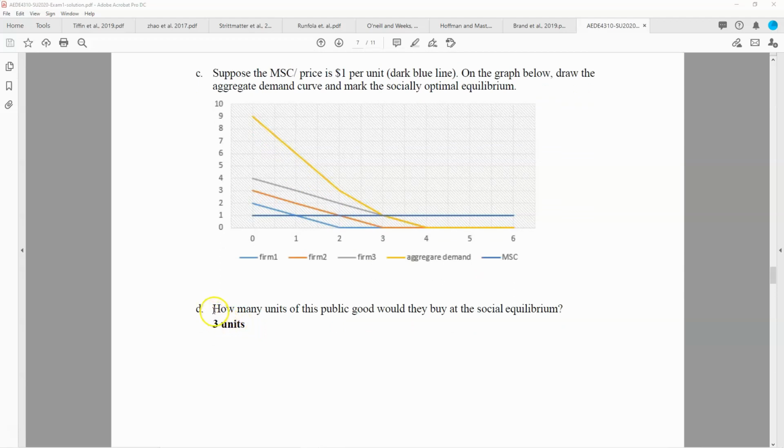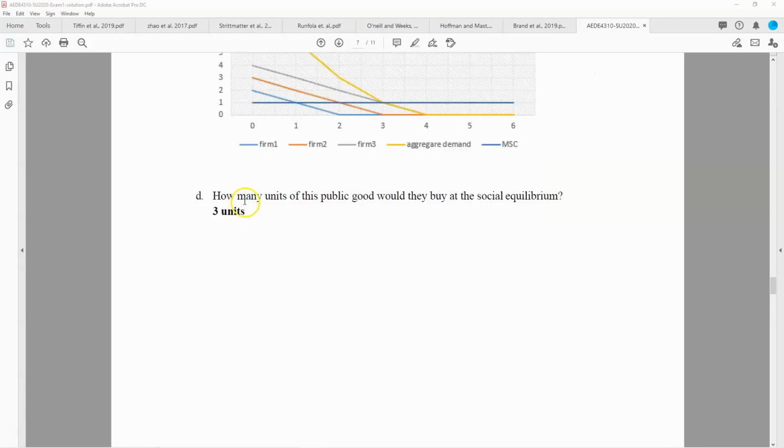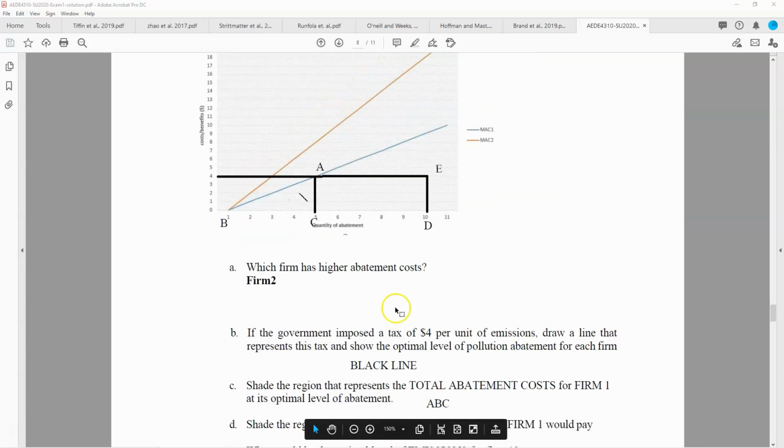And the last question, how many units of this public good would they buy at the social equilibrium? So at the social equilibrium, we need to think about the aggregate demand curve. So this yellow line is the aggregate demand curve, and the supply is this dark blue line. So the intersection of the yellow line and the dark line would be here. The corresponding quantity should be 3, and that means the total units they would buy would be equal to 3.